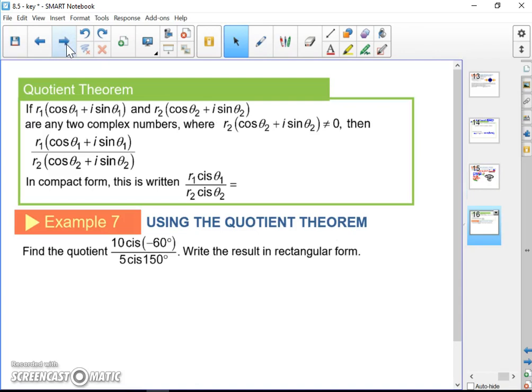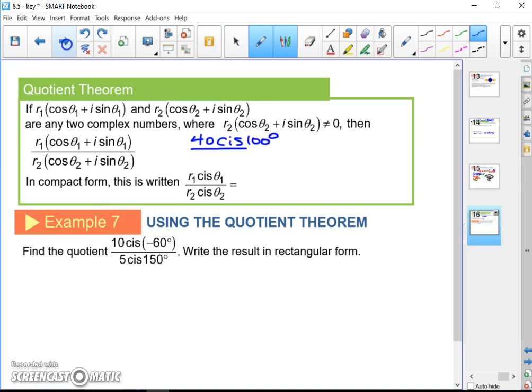So the quotient theorem allows me to divide. If you had something like 40 cis 100 divided by 5 cis 25, we're going to get 8 cis 75. And so hopefully you can see that we're going to divide the magnitudes. We're going to subtract the angles. So there's a rule for that.